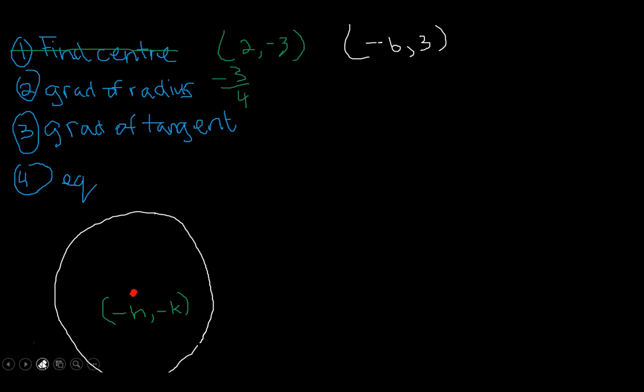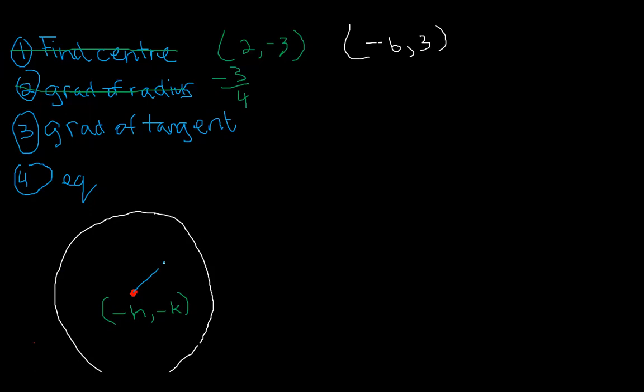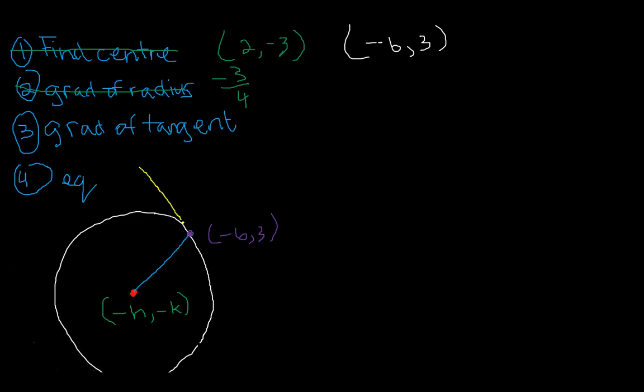All right, so that's step 2, finished. Check process. Third step, find the gradient of the tangent. We know that the tangent, so this is my radius, this blue line is my radius. Say the purple point is my given point, which in this case is (-6, 3). So let me just put it here, (-6, 3). And the tangent passes through that point. Let me use yellow. So this is my tangent here, this yellow line.